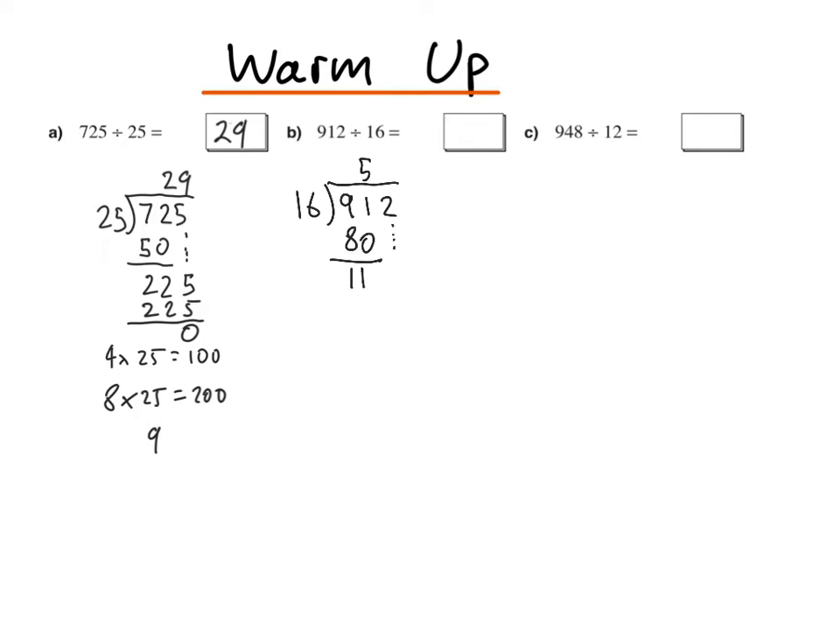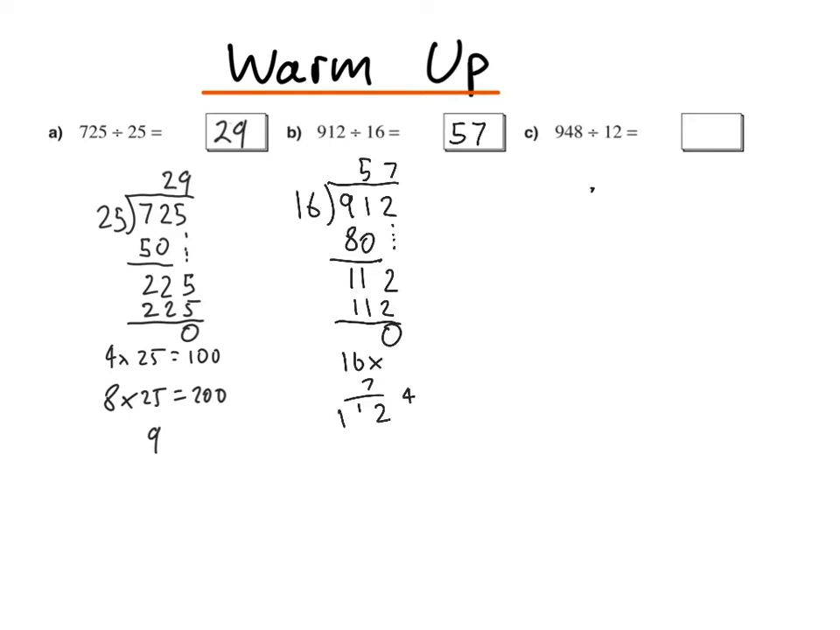Drop down this 2. How many 16s into 112? Well, 5 of them was 80. 6 of them would be 96. What's 7? 16 times 7. Oh, it's exact, 7. 7 times 16 is 112. I subtract them, no remainder, so my answer is 57.